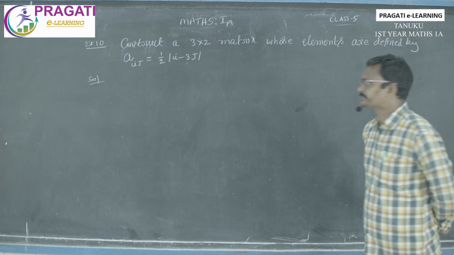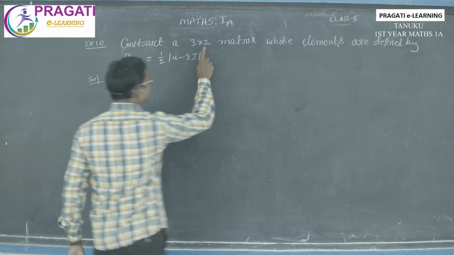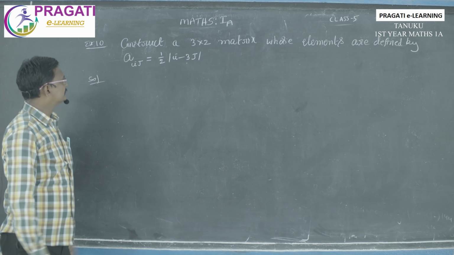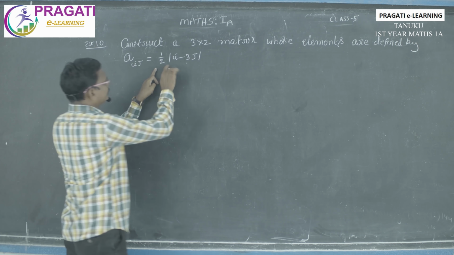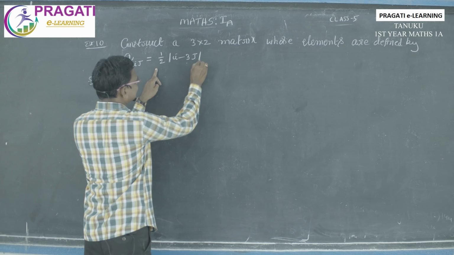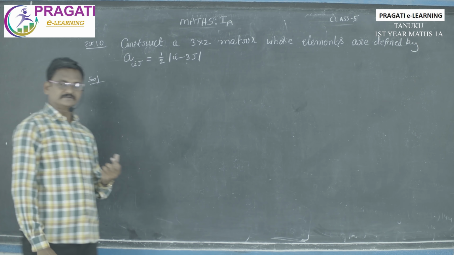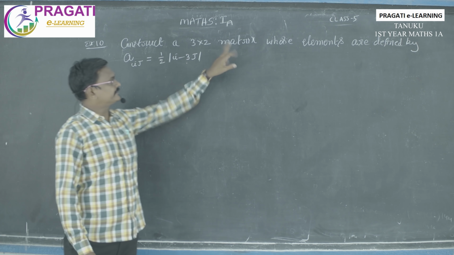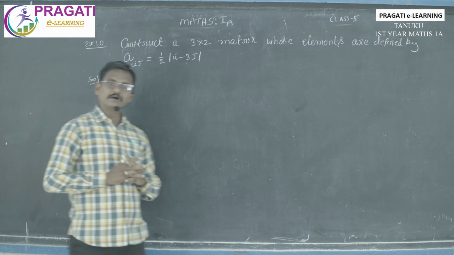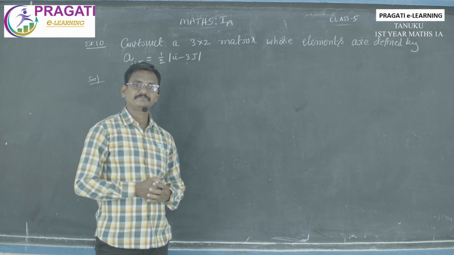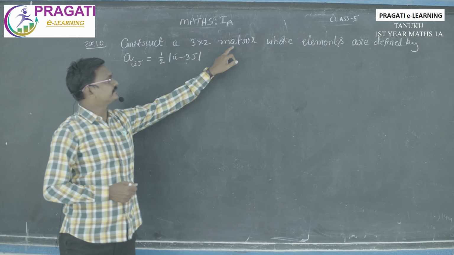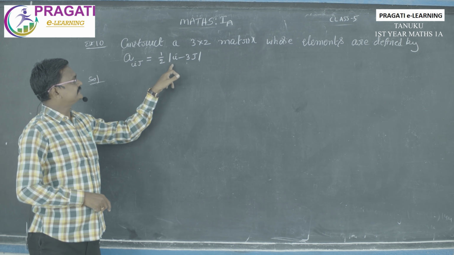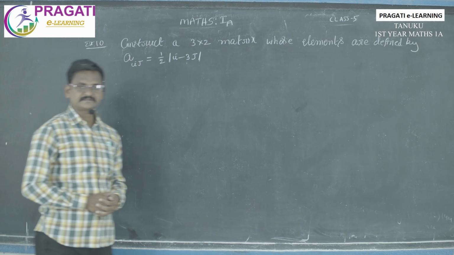Look at the problem. Construct a 3 by 2 matrix whose elements are defined by Aij is equal to 1 by 2 modulus of I minus 3j. First, what is the meaning of the given statement? That means, construct a 3 by 2 matrix. Now we have to prepare one matrix whose order is 3 by 2, in which the element in position ij is Aij is equal to 1 by 2 into modulus of I minus 3j.